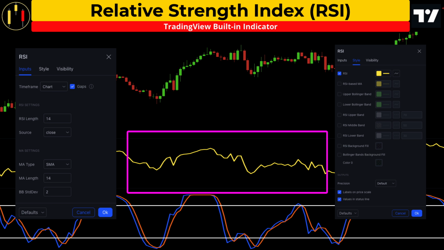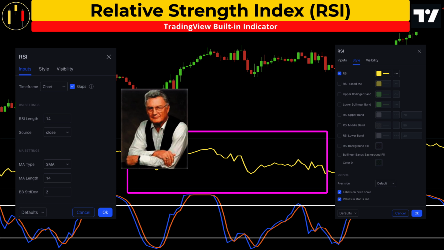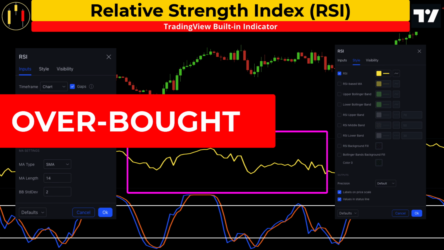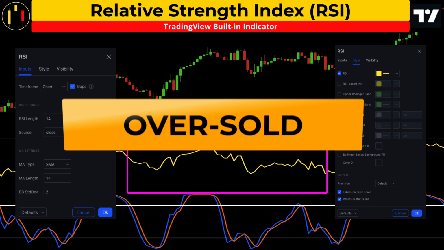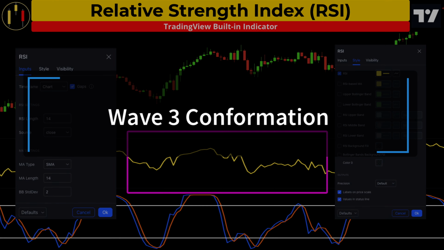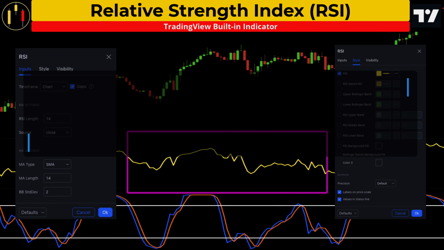The RSI is one of the most popular indicators in trading and was created by J. Wells Wilder as detailed in his 1978 book entitled New Concepts in Technical Trading. This study was developed to detect overbought and oversold conditions in the market. But in Ride the Fifth, it will be used to confirm Elliot Wave counts and thus confirm entry signals.